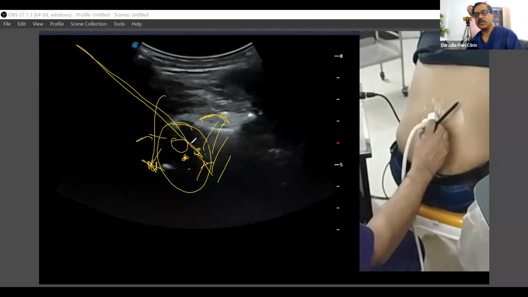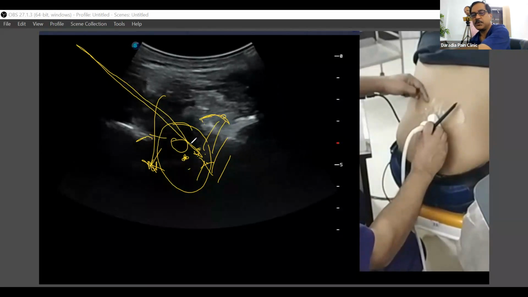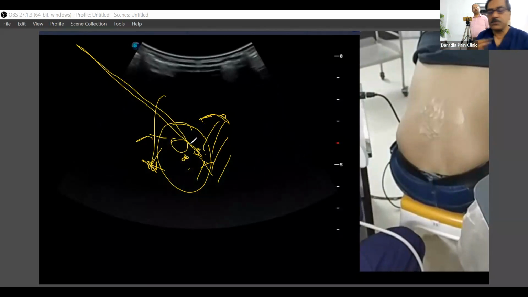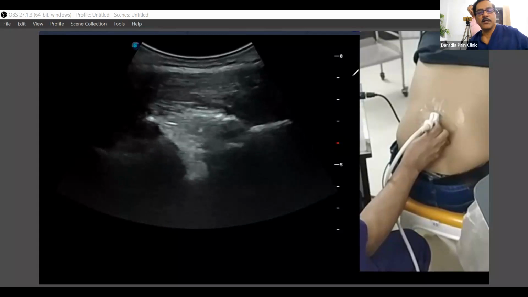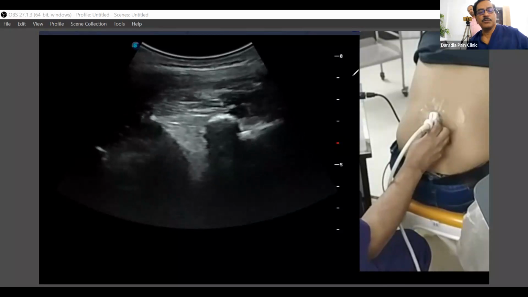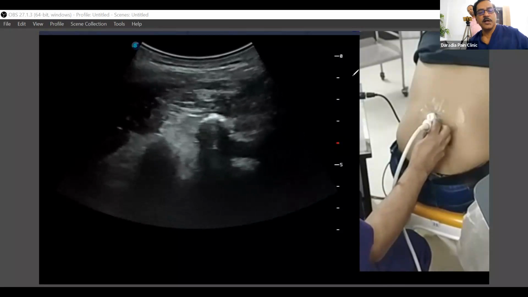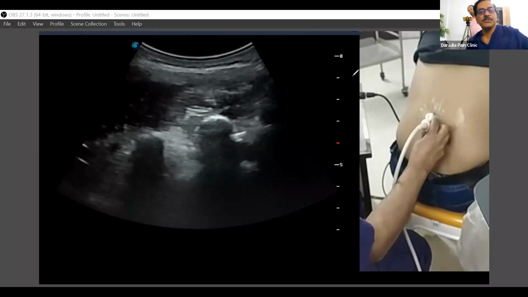See, I was tilting my probe like this. That means the needle will be coming from here over the transverse process, and then the transverse process view, then going back into the articular process pillar view, and then tilting the proximal end back to the transverse process. And now this is your foramen. So this is your foramen.